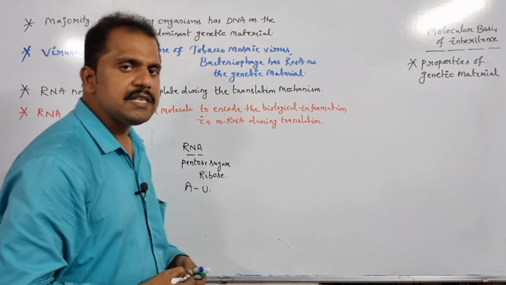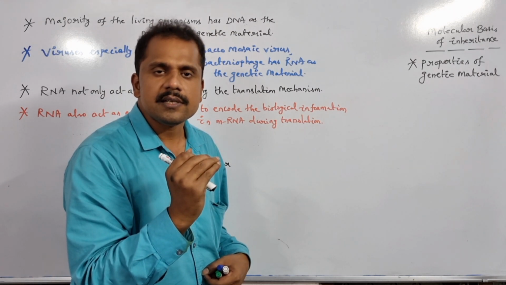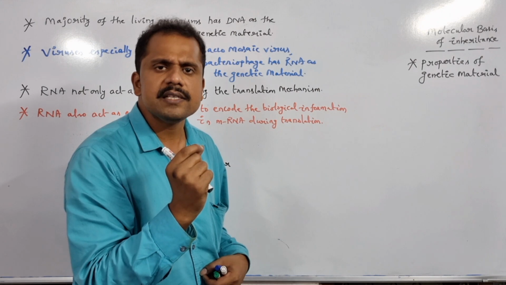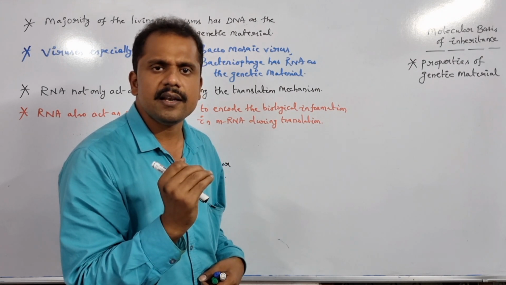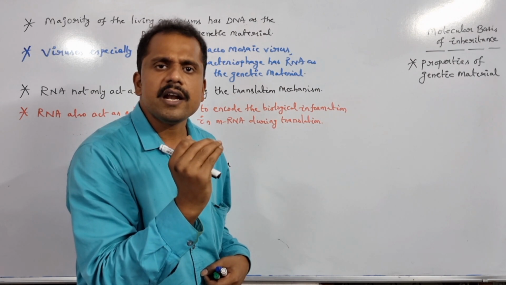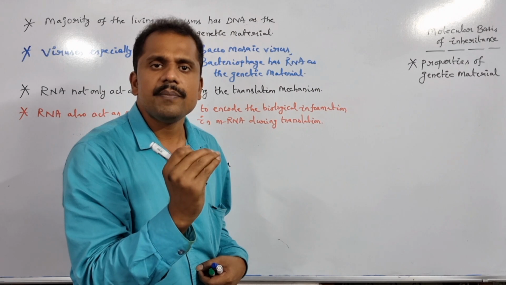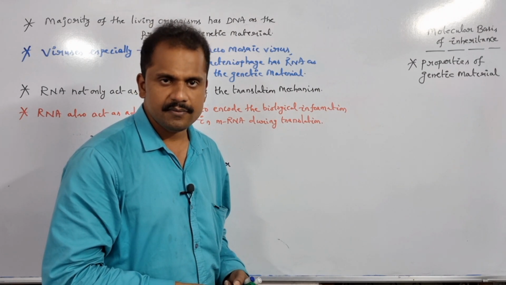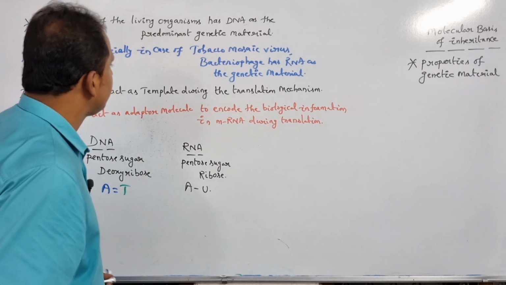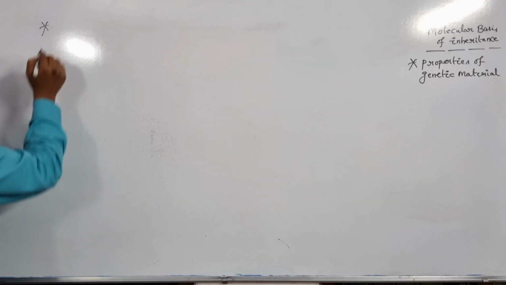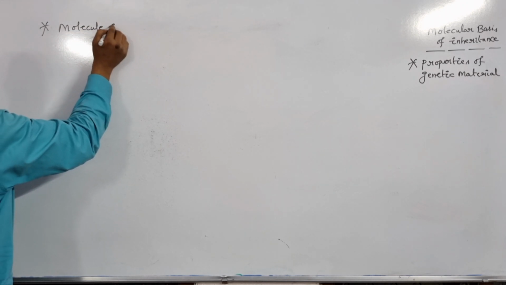A specific molecule, in order to act as genetic material, must possess some basic features. What are the basic features a molecule should possess to act as genetic material? A particular molecule should be capable of inducing the production of replicas during the replication mechanism. Is it clear? So let me erase the things here.